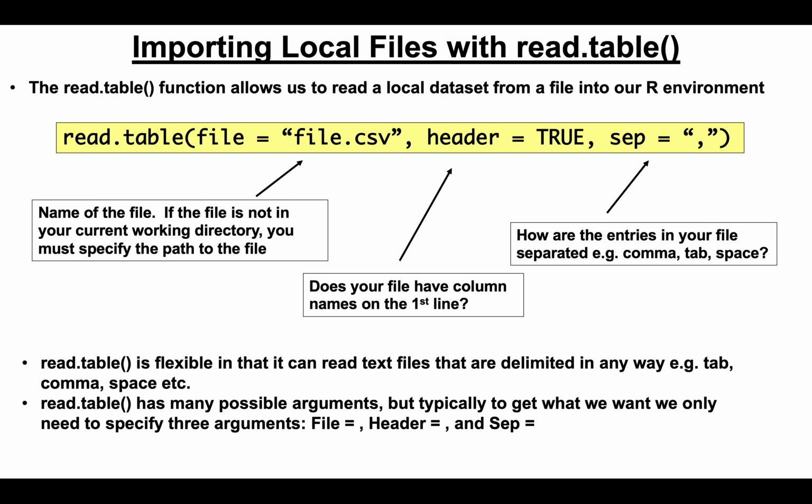So read.table is a great function because it's really flexible. You can read in data sets that are delimited in any way, so tab, comma, space, something more exotic. As long as you can figure out what the separator is, you can read it in using read.table. Read.table has many possible arguments, but typically the only things we need to feed it to get what we want are these 3 arguments here, so file, header, and sep.